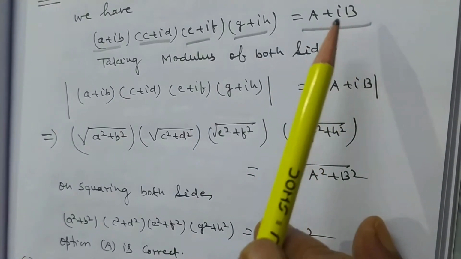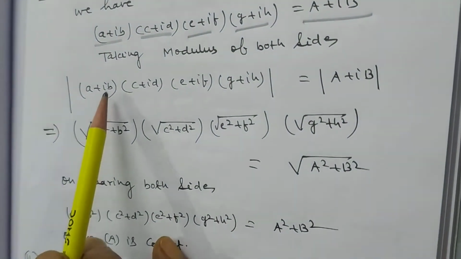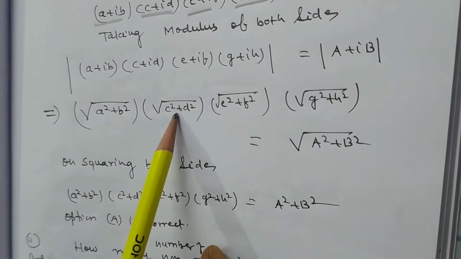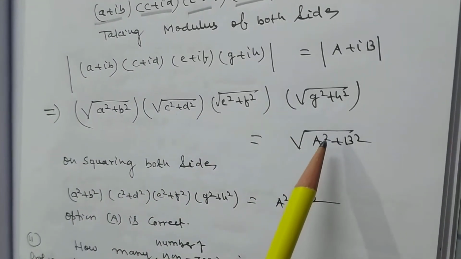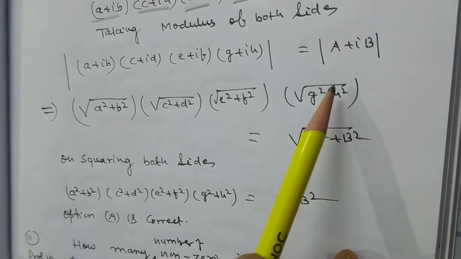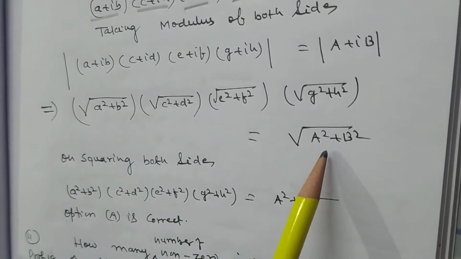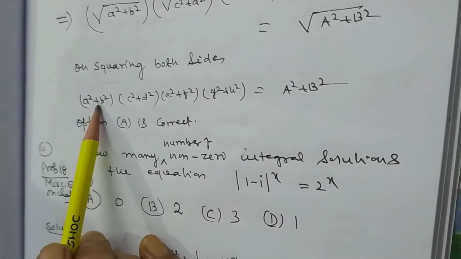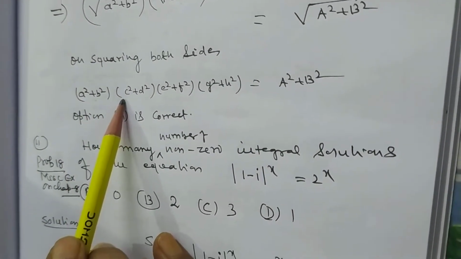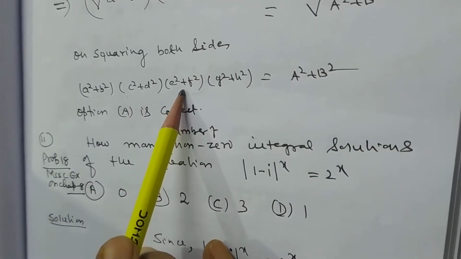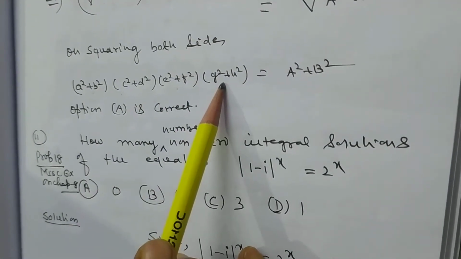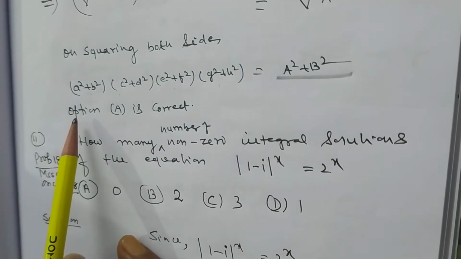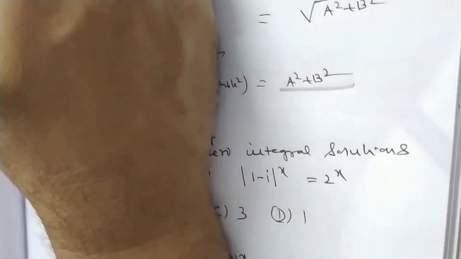Taking modulus on both sides, we have √(a² + b²) · √(c² + d²) · √(e² + f²) · √(g² + h²) is equal to √(A² + B²). On squaring both sides, we have (a² + b²)(c² + d²)(e² + f²)(g² + h²) is equal to A² + B². Therefore, option A is correct.